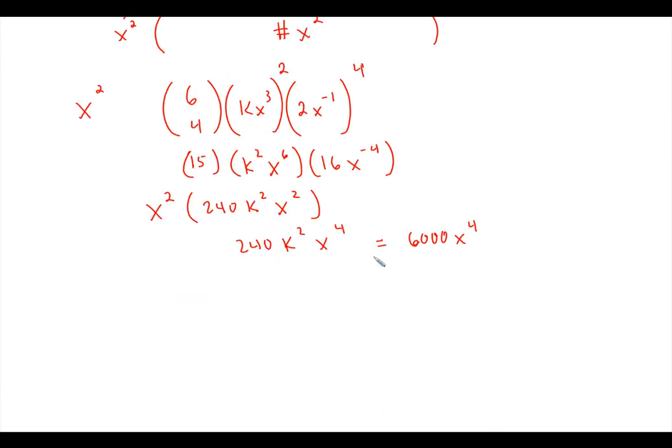And then now we need to solve for k. Well, the x to the 4th, they divide each other out right there. So that's gone, divide by 240, so k squared is equal to 6,000 divided by 240. So 6,000 divided by 240 gives us 25. Square root both sides, so k is going to equal plus or minus 5. And that would be your answer. Okay?